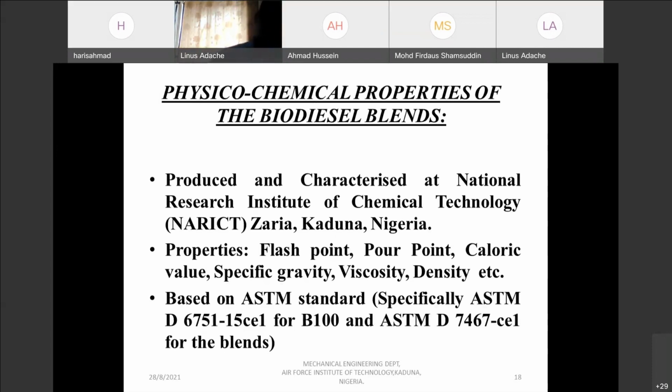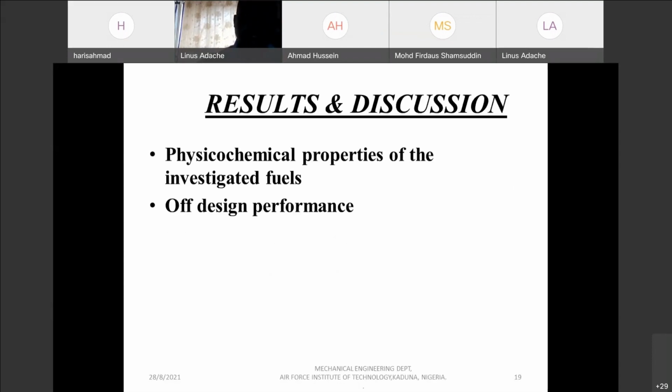The properties include flash point, pour point, calorific value, specific gravity, viscosity, density, etc., based on ASTM standard specification, which is stated here. Result and discussion. The result is discussed based on the chemical property of the investigated fuel.